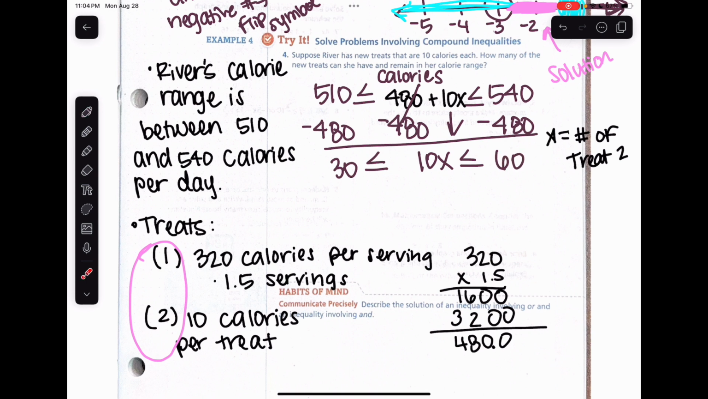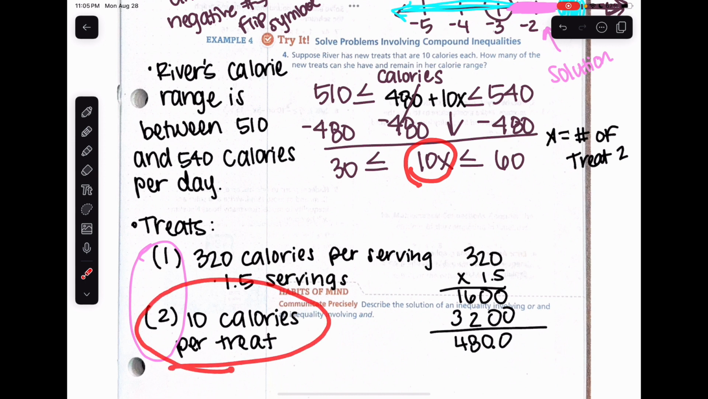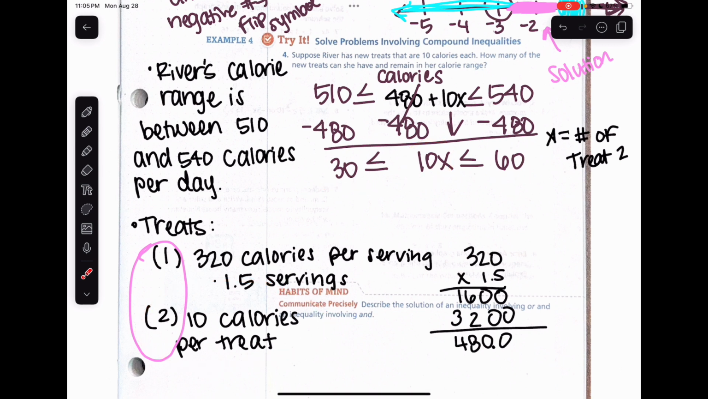All right, so remember, this 10x represents that one other treat, treat number 2. That's 10 calories per treat. We want to see how many treats she can have. So this is her range now. She's got between 30 and 60 left. So our final part is to divide all parts by 10. Okay? So we're going to divide every single part by 10, and that's going to tell us what range she can have. All right? So when we do that, the zeros are gone. So I've got 3 is less than or equal to x is less than or equal to 6.